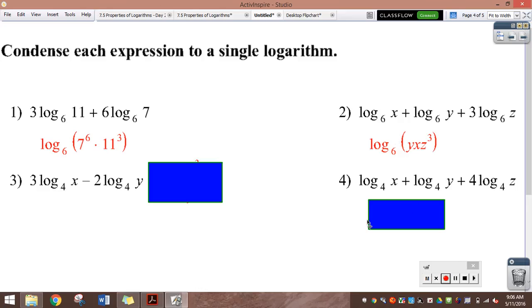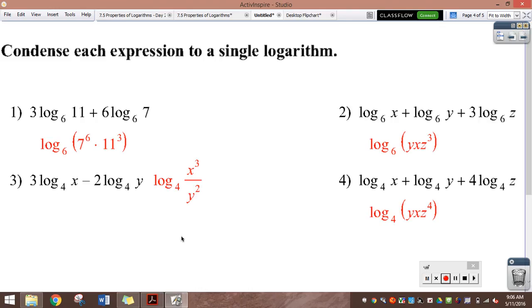And then same thing with number 4, all addition, so you just put it all together. Number 3 is subtraction, which would be division. And the only thing you have to remember is anything before the minus sign goes on top, and anything after the minus sign goes on bottom. So my result would be x cubed on the top and y squared on the bottom. And that's how you would condense logarithms.